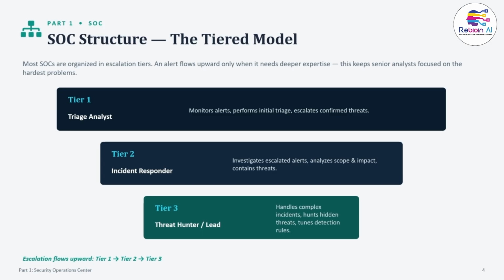Escalation always flows upwards, that is, tier 1 to tier 2, tier 2 to tier 3. It never skips a level unless it's a critical emergency.